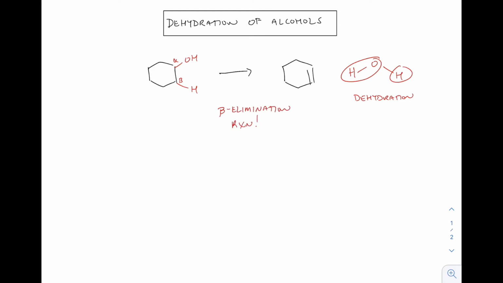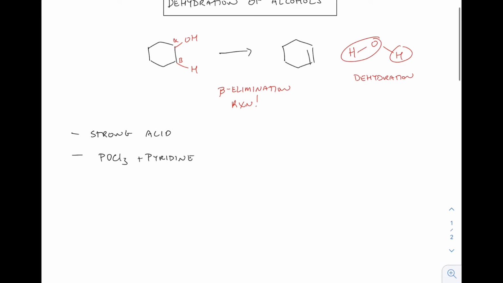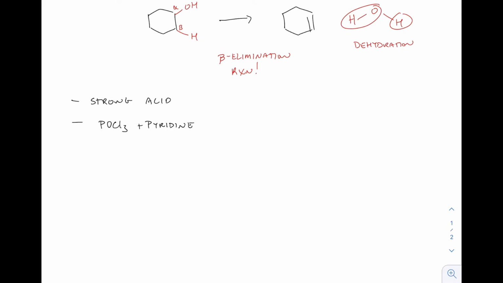And this is called a beta elimination reaction because that alcohol is on the alpha carbon and then that hydrogen is on the beta carbon. So we eliminated between the alpha and beta portions of the molecule, and we can do this with a strong acid as well as POCl3 and pyridine. Okay, and so basically the first method we'll talk about is the strong acids.